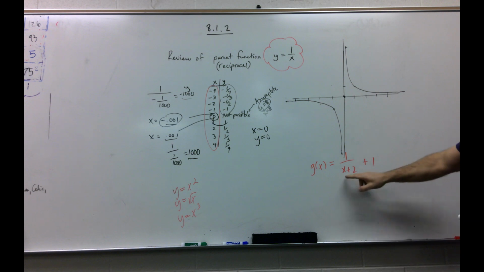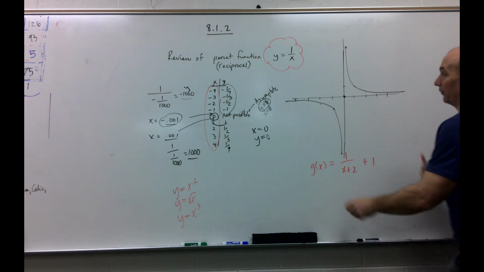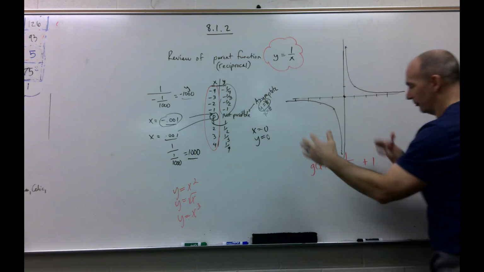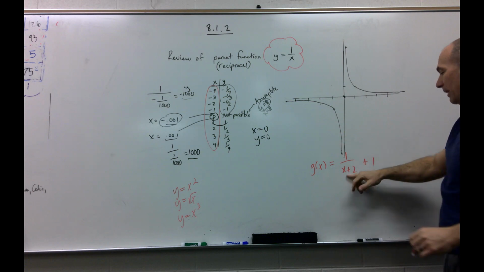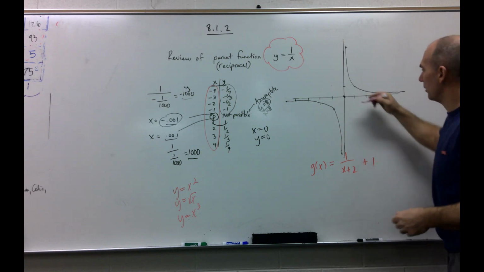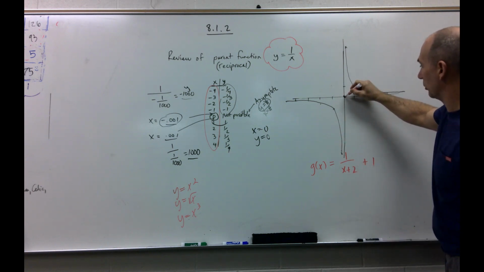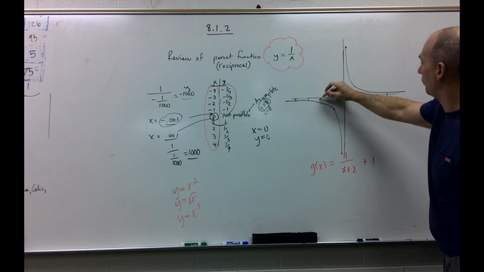So what does this do? Well, if you understand the parent function, this should be a piece of cake. This is going to be up 1, that's going to be left 2. But wait a minute, everything moves left 2, up 1. So that means the center, and I'm going to go left 2, 1, 2, up 1 is right there.